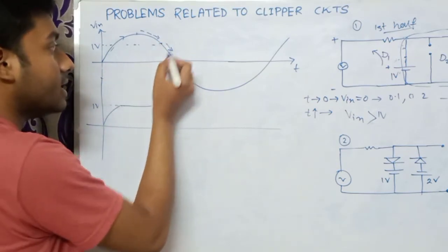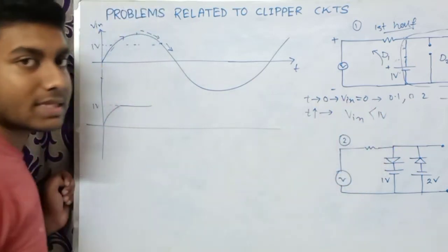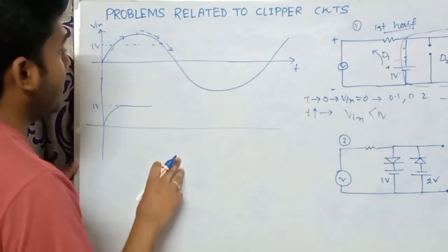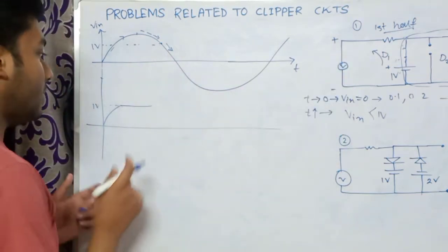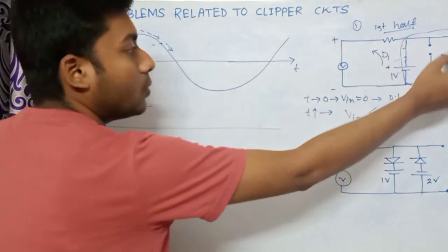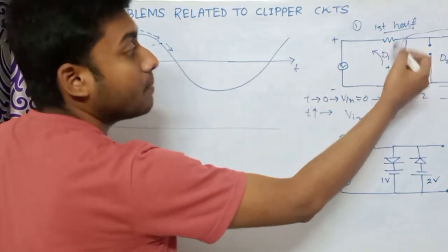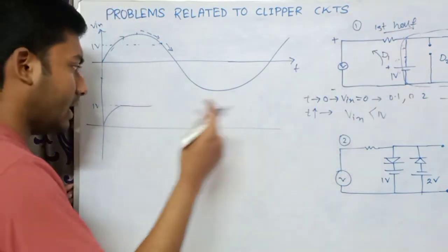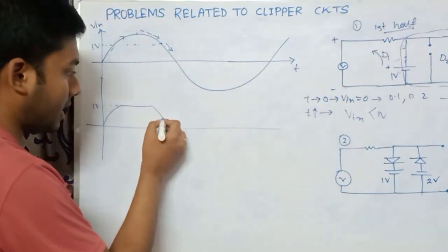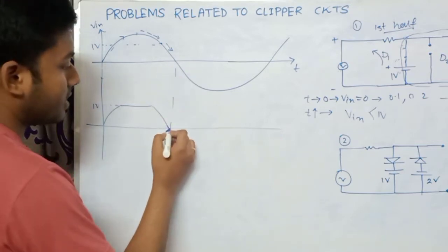Now when it decreases, that means V in will be less than 1 volt, and then again the previous thing will happen, and V output will follow V input, because then it will again be in reverse bias condition, and this circuit will be open again. So this will be like this. Now this is the first half cycle, right? This is the first half cycle.